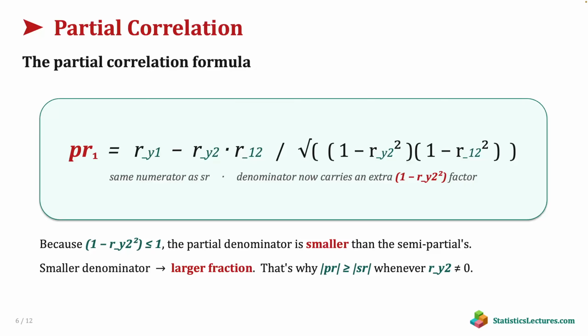So let's walk through that formula one more time. The top is the same numerator we had for the semi-partial, the raw correlation between y and x1 minus the product ry2 times r12. That numerator is the unique portion of x1's relationship with y. The denominator is where the partial differs. We divide by the square root of 1 minus r12 squared times 1 minus ry2 squared. Since ry2 squared is positive, the factor 1 minus ry2 squared is less than 1, so it shrinks the denominator and grows the fraction. That's the algebraic reason partial is larger than semi-partial whenever y and x2 are correlated at all.